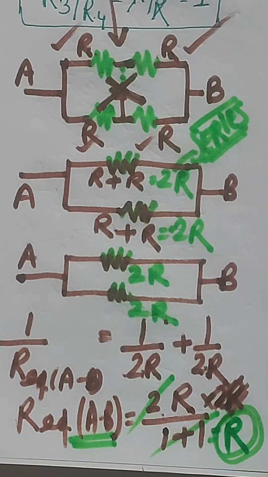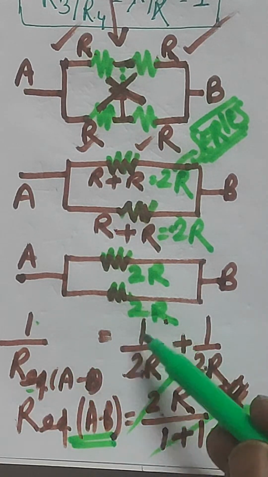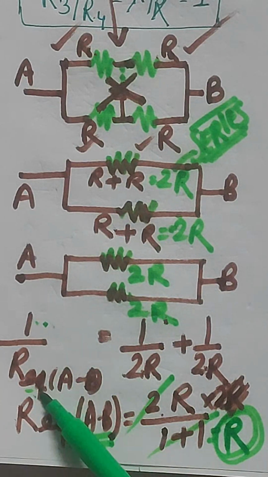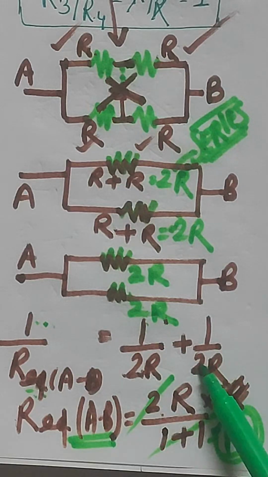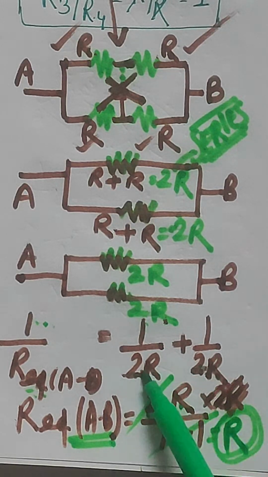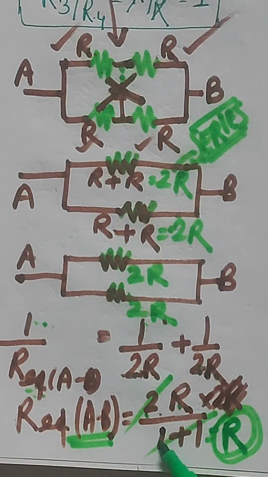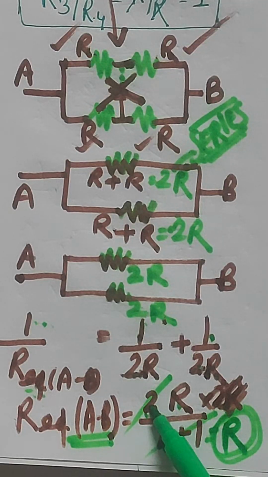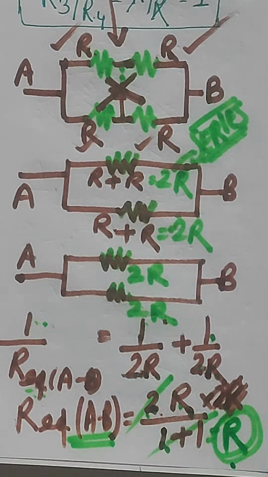So in this way, here it's simple, for the parallel combination the equivalent resistance will be 1 by 2R plus 1 by 2R, which is equal to 2R, taken as the LCM of both, divided by 1 plus 1. So these two will cancel these two and we have R with us.